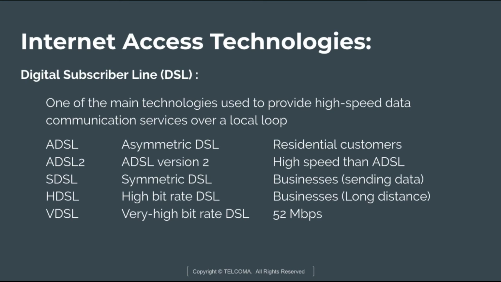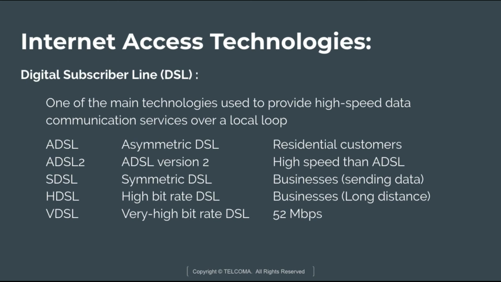Next is digital subscriber line, that is DSL. This is one of the main technologies used to provide high speed data communication service over a local loop. The types of DSL are ADSL, asymmetric DSL, that is used by residential customers. Then ADSL2, that is ADSL version 2, that provides higher speed. Then SDSL, symmetric DSL, that is used in businesses to send data. HDSL is known as high bit rate DSL. It is used in businesses for long distance communication. VDSL is very high bit rate DSL. It has a speed of 52 megabits per second.